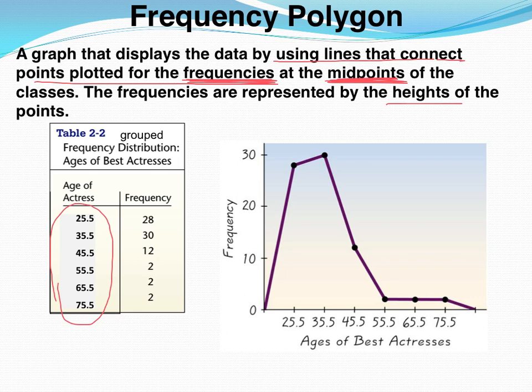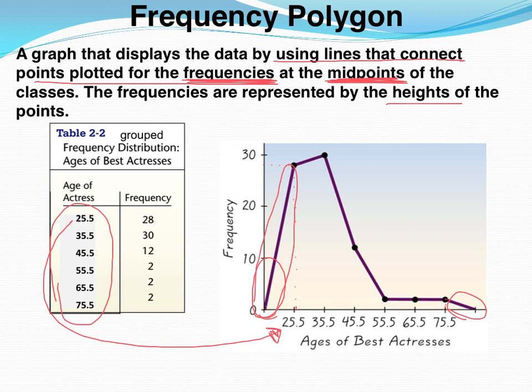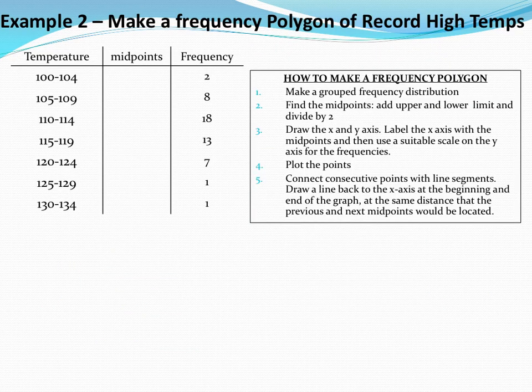The hard part for kids to do is this part right here, the beginning and the end. Notice our very first midpoint is 25.5, and it's a little bit away from the corner. So here is 25.5. We had right around 28, but our line is going to extend down, and that's the part a lot of kids forget. And just like the last one, for 75.5, we have our data value of 2. So that's technically our last one, but we have to make sure we always connect the graph back to the x-axis. So let's do an example.